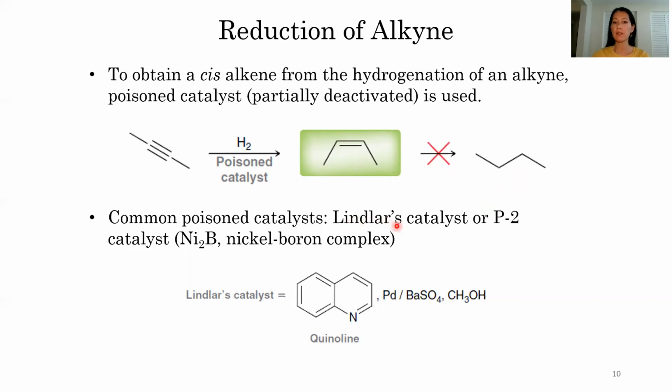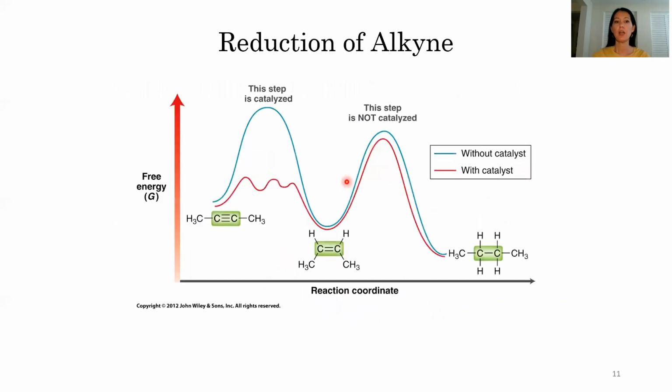So Lindlar's catalyst is a very popular one to use. It's quinoline here and palladium barium sulfate in the presence of methanol, or there's something called a P2 catalyst that's a nickel boron complex. But basically you could stop it at the cis-alkene stage.